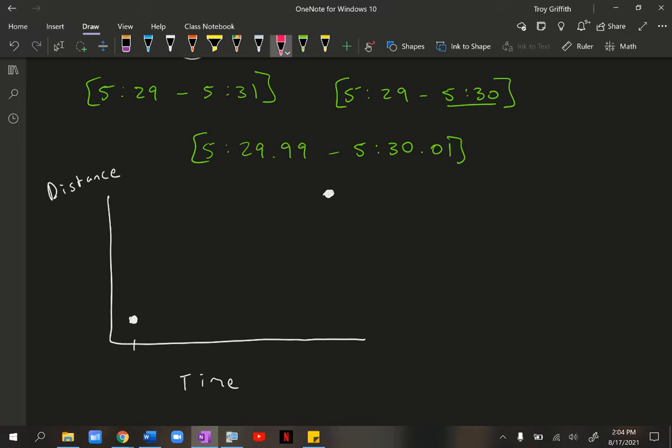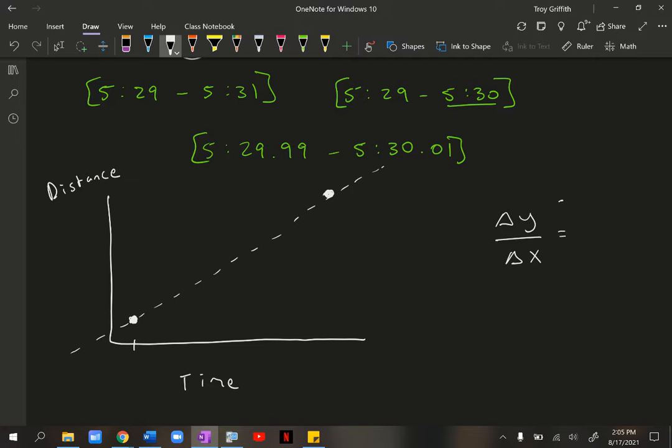Okay, and I wanted to know, well, what's the average rate of change between those 2 points? Well, the average rate of change between these 2 points would look like this. That's what we calculated when we found the average rate of change from 5 o'clock to 6 o'clock. What we did was the change in y divided by the change in x.